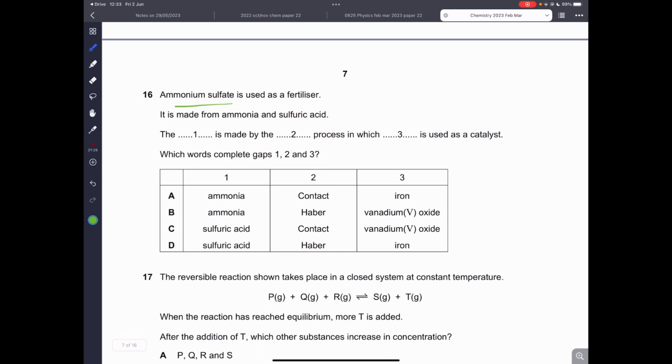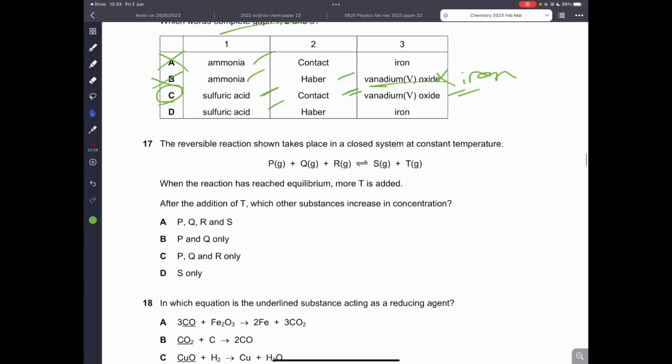Question number 16, ammonium sulfate is used as a fertilizer. This is made from ammonia and sulfuric acid. Well, the something is made by the something process in which something is used as a catalyst. Let's try to fill in the blanks. So the ammonia is made by the Haber process, in which iron is used as a catalyst, and so this is the wrong catalyst. So A and B are not the answer. Okay, let's try sulfuric acid. The sulfuric acid is made by the contact process, in which vanadium oxide is used as the catalyst. This is correct. All 3 conditions are correct, so C is the correct answer.